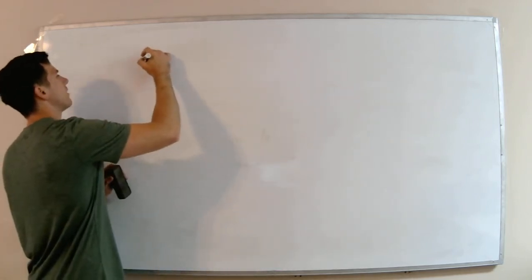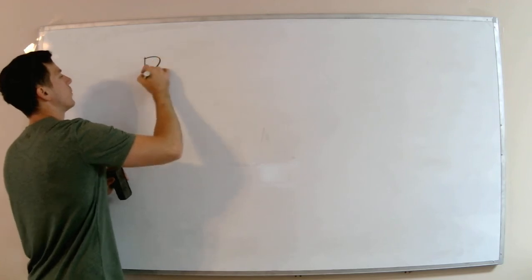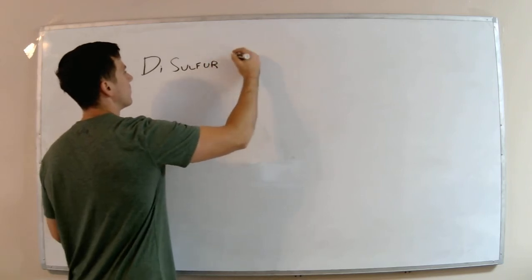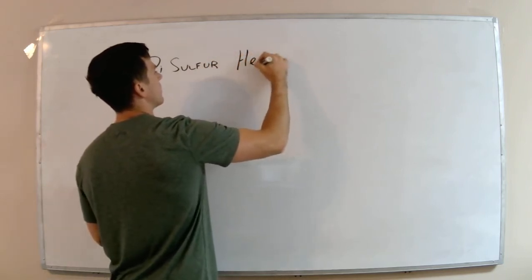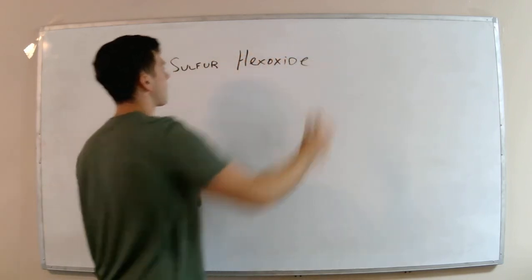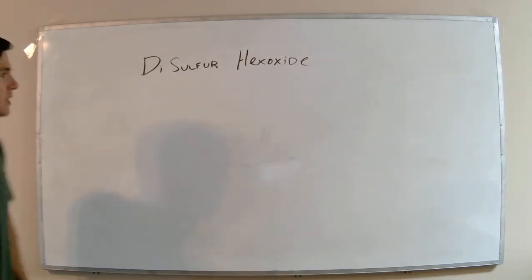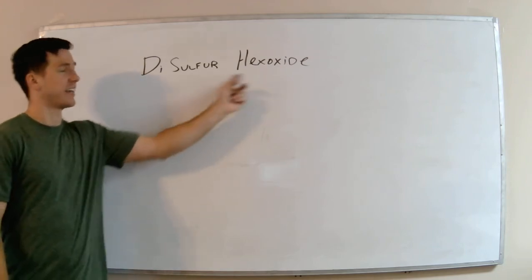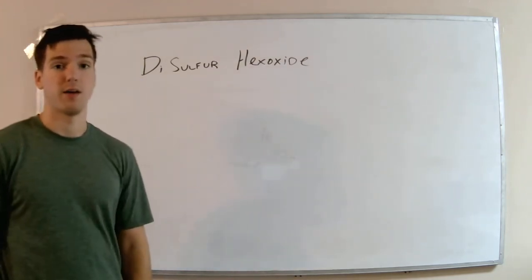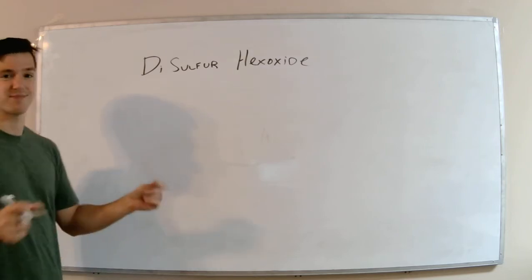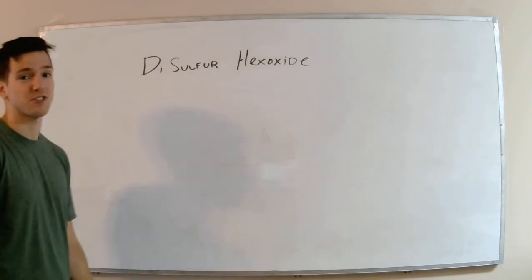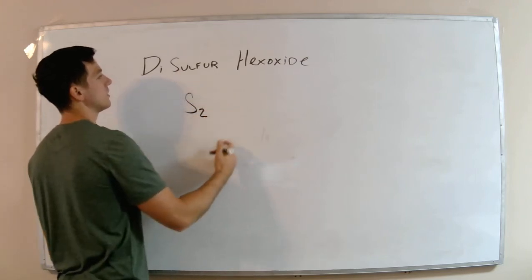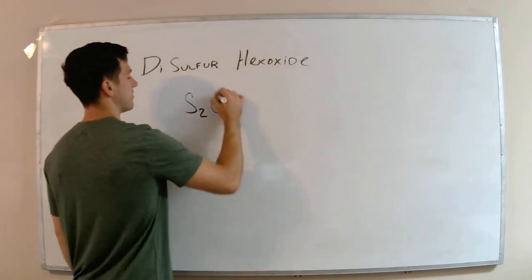Let's go with the next one. I look at this guy. Okay. First thing I notice right off the bat are di and hex. Those look like a bunch of prefixes, okay, that I've seen before. So this is covalent. Disulfur, so that means I have 2 sulfurs. Hexoxide, so that means I have 6 oxygens.